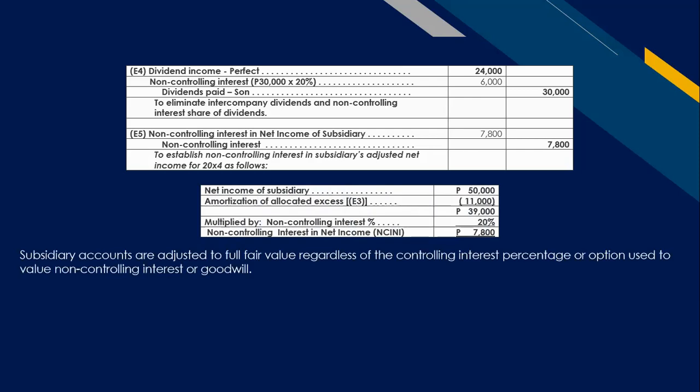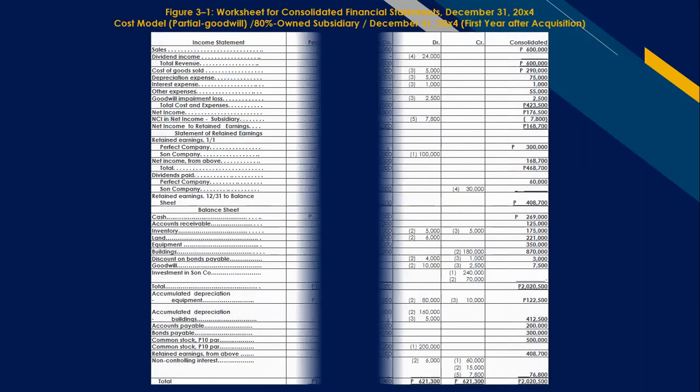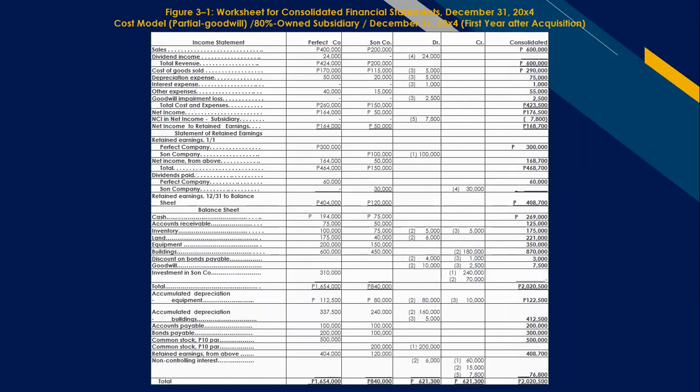Subsidiary accounts are adjusted to full fair value regardless of the controlling interest percentage or option used to value non-controlling interest or goodwill. The trial balance data for Perfect and Sun Company are entered in the consolidation work paper, the separate financial statements of the two companies, with the eliminating entries and the consolidated totals for the financial statements on December 31, 20x4. Now we have Figure 3.1, the worksheet for consolidated financial statements at the end of the year, cost model, partial goodwill, 80% owned subsidiary.